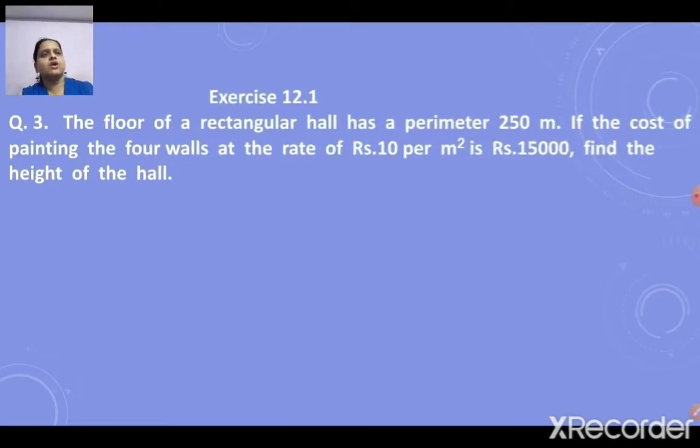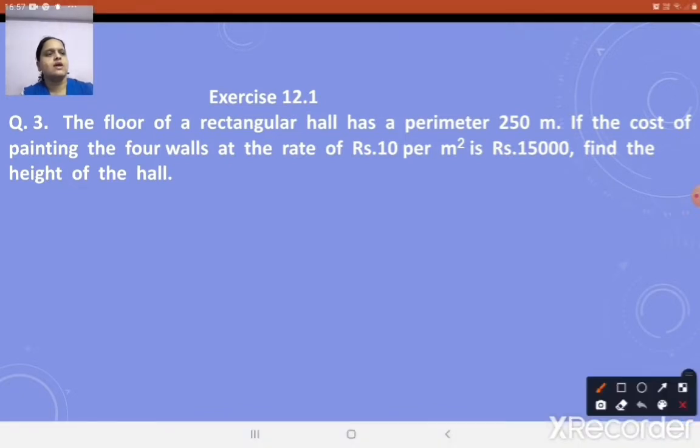Exercise 13.1. In this exercise, question number 3: The floor of a rectangular hall has a perimeter of 250 meter. If the cost of painting the four walls at the rate of rupees 10 per meter square is rupees 15,000, find the height of the wall.